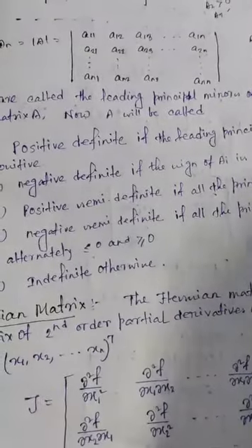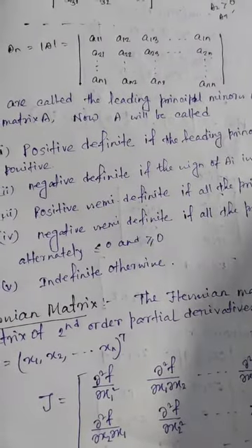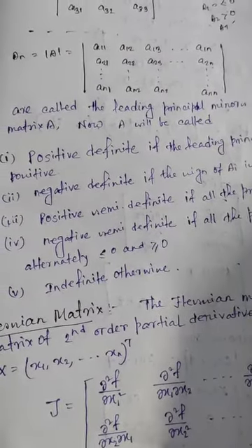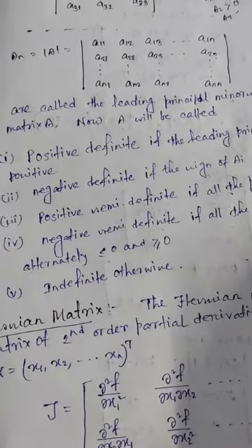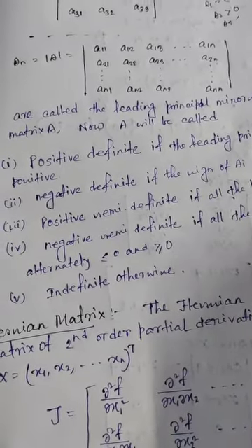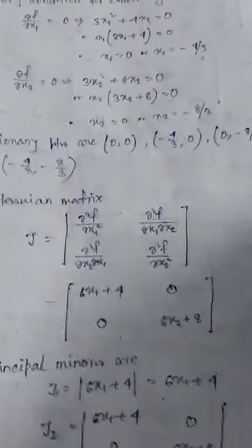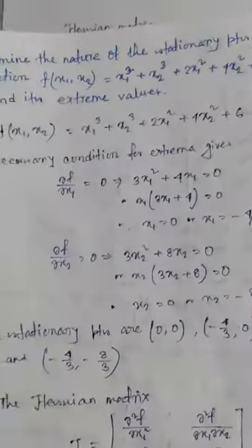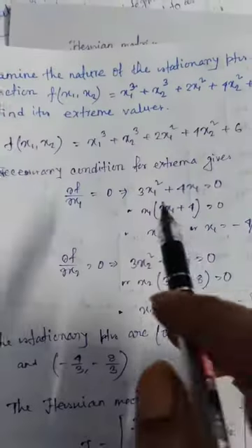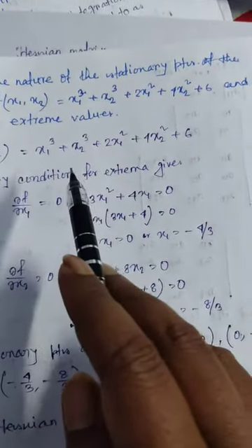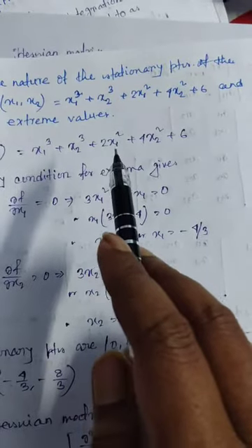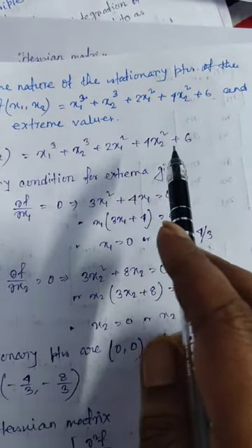So now I will just show you one or two problems regarding how to find the maxima and minima by using the Hessian matrix. Here I consider one problem, that is f of x1, x2 is equal to x1 cube plus x2 cube plus 2x1 square plus 4x2 square plus 6.